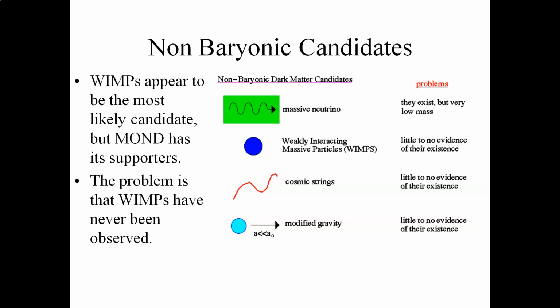Another possibility is that the missing mass might be a leftover remnant of the Big Bang called a cosmic string, which is kind of like a crack, if you will, in the fabric of space and time. Cosmic strings have been hypothesized, but we have never seen any evidence of their existence, so then therefore cosmic strings are probably not the dark matter.